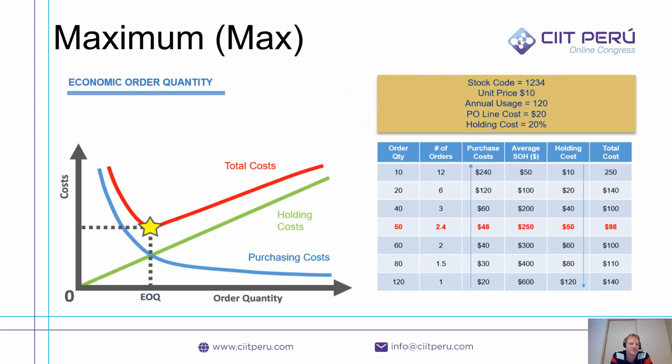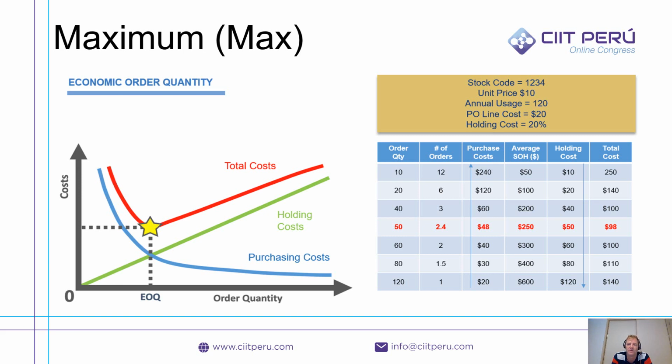So if we look at the left here, it's a visual of the balance between the purchasing costs and the holding costs. So you can see where they meet. The total costs, that's the economic order quantity. On the table on the right, this particular stock item has a unit price of $10. It's got an annual usage of 120. The purchase order line cost is $20, and the holding cost is 20%.